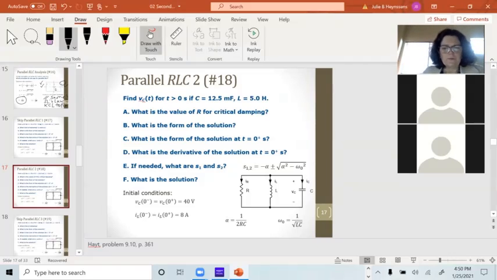So we're going to go through the same thing here. I've got new numbers. I've got 12.5 millifarads, and L is 5 henries. We want to find R for critical damping, because I want my system to settle as fast as it possibly can.